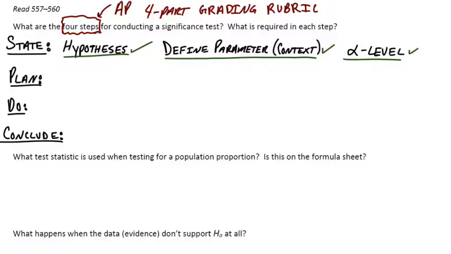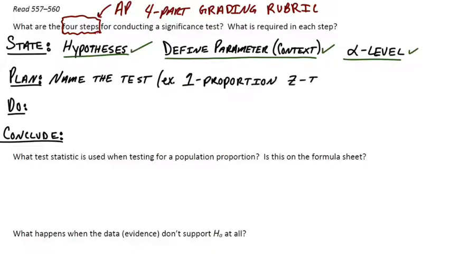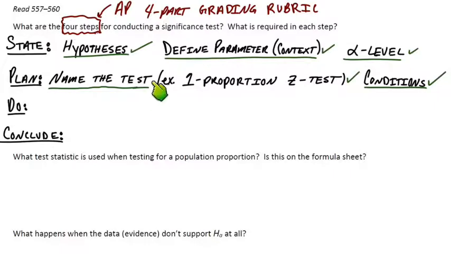For the plan step, we know this is where we have to meet the conditions, but the graders are also going to look for, can you name the type of test that you're going to use? A lot of times those are in the calculator also. So, for example, in this section we're going to do a one proportion z-test. So, can you name the test and can you provide the conditions for that test? That's something that's a little bit new, but the graders are definitely going to look for that. Can you name the test that you're going to conduct?